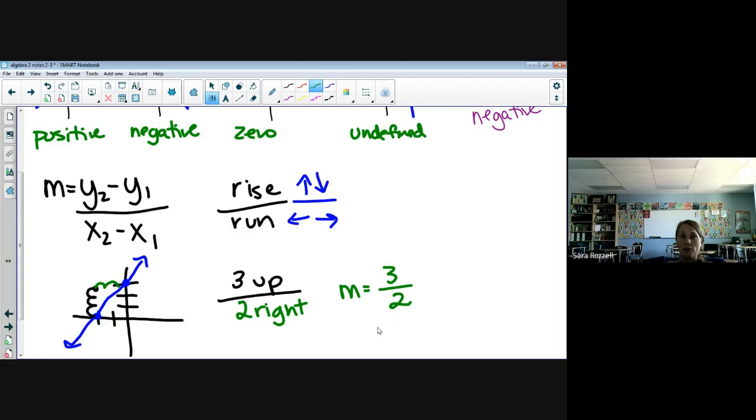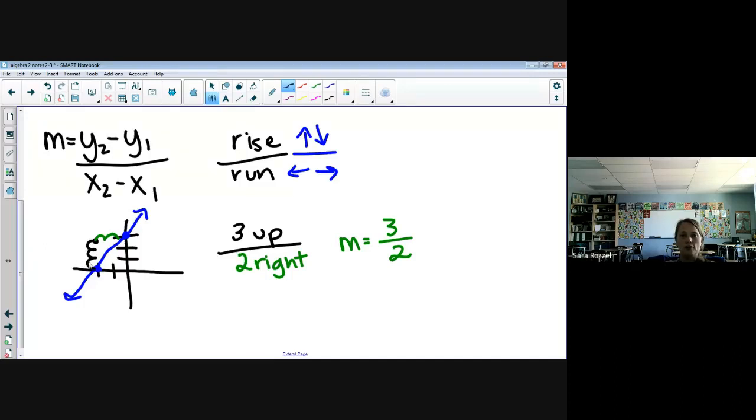If we were going down instead of up, our number on the top would be a negative number. So if you are going down, the number on the top is negative. That tells you you're going down. Okay? So positive, our line's going upwards. Negative, our line would be going downward. So if you see a graph, you're just going to count.